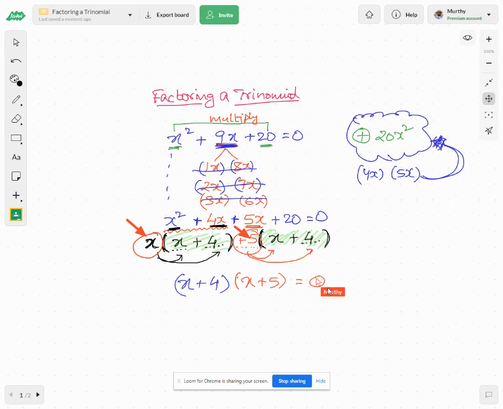Have you noticed that we are writing it as the product of x plus 4 times x plus 5? This is the given problem, and we are writing it as the product of two values. So we factorized successfully the given trinomial.